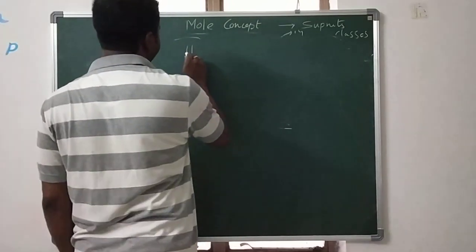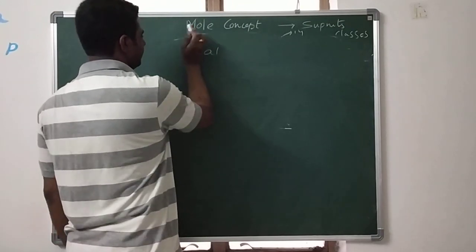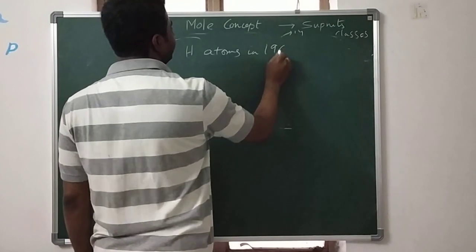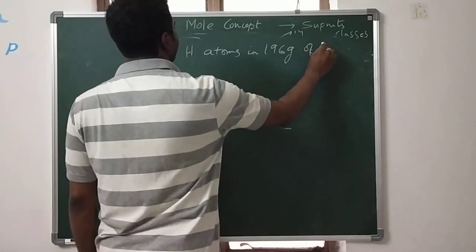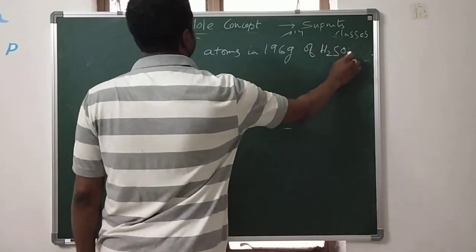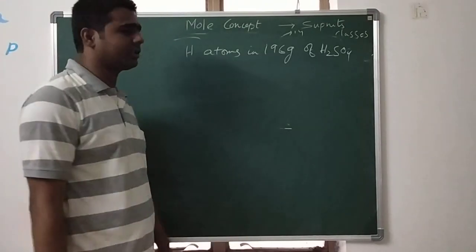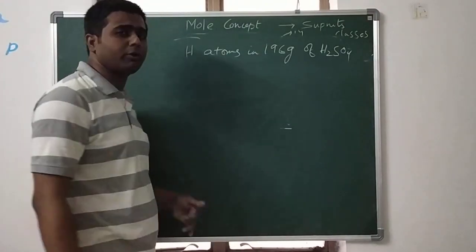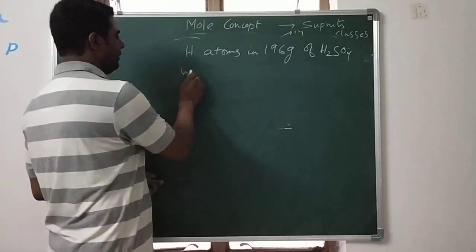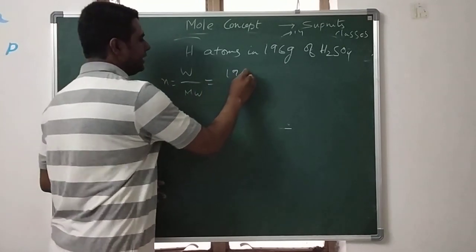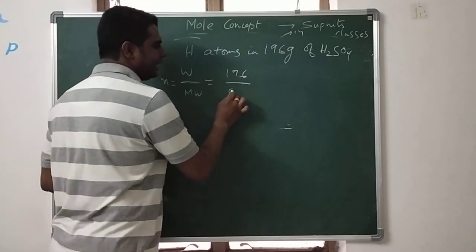Hydrogen atoms, H atoms in 196 gram of H2SO4. क्या? What is given? Weight. कहाँ पे जाना है? Junction और junction. कौन सा junction? What is junction? Mole. Weight is given. Mole निकालना. Molecular weight. How much? 196. Molecular weight of H2SO4 98.